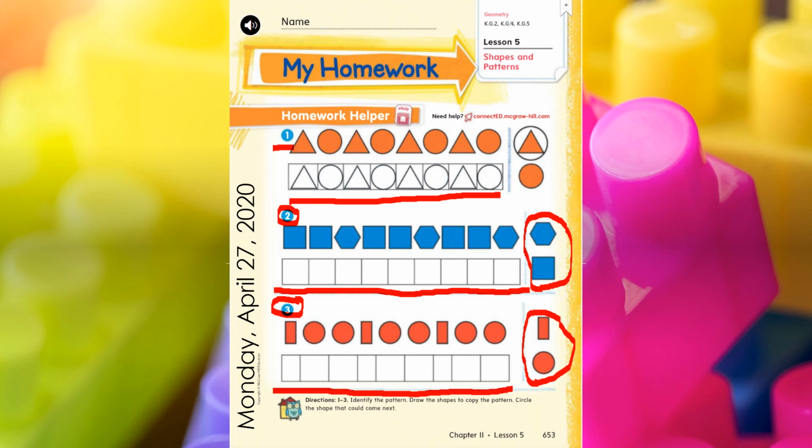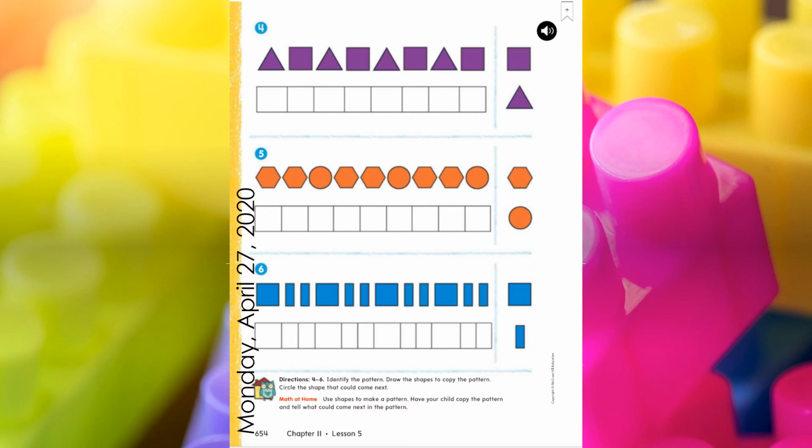Great job, Wranglers. Let's do our last page for the day. So turn the page. All right, for this page, for numbers 4, 5, and 6, you're going to do exactly what you did on the previous pages, which is draw the pattern and tell me what shape comes next.